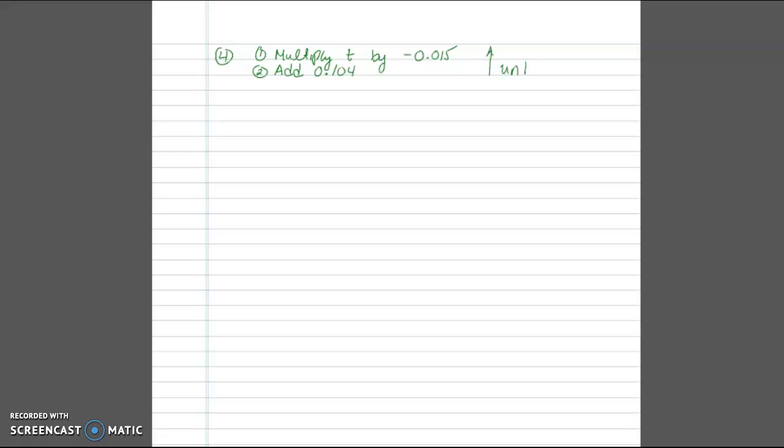So we want to think about what we did and we want to undo those operations. We're going to do them in the reverse order and we're going to do the opposite operations. So when we're solving for t, the first thing we're going to do is subtract 0.104, and that undoes the last step of addition, and then we will divide to undo the first step of multiplication. So we'll divide by negative 0.015. So we're changing the order of the operations and we're doing the opposite operations.